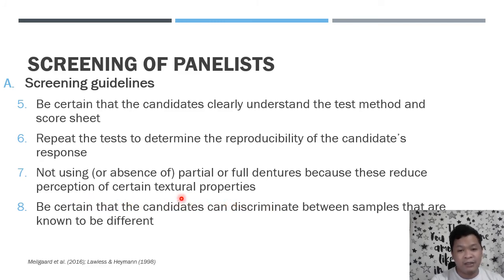Of course, we also should be certain that the candidates can discriminate between samples that are known to be different. So, usually kapag magpapascreen ka, pwede rin yung magkaroon ka doon ng samples na pareho lang, tapos merong may slight difference para makita mo kung, halimbawa, 3 samples mo doon, ano yung rating nila doon sa 3 samples na yun? Yan bang magkaparehong samples, magkaparehas din or similar yung rating nila? Yung sample ba na naiiba, mas nalalayo yung numerical ratings nila?